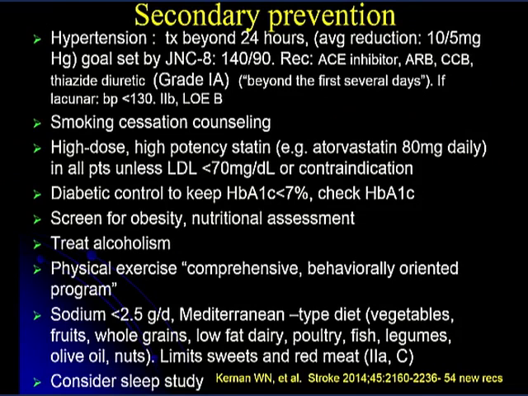Screen for obesity, nutritional assessment. The interesting thing is they actually recommend now a Mediterranean diet in patients that have had strokes, using vegetables, fruit, whole grains, low-fat diet, poultry, fish, olive oil, and nuts. And then also this is a new recommendation, is considering sleep studies in your stroke patients.